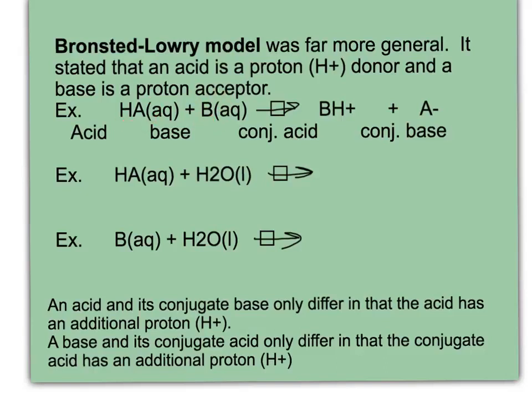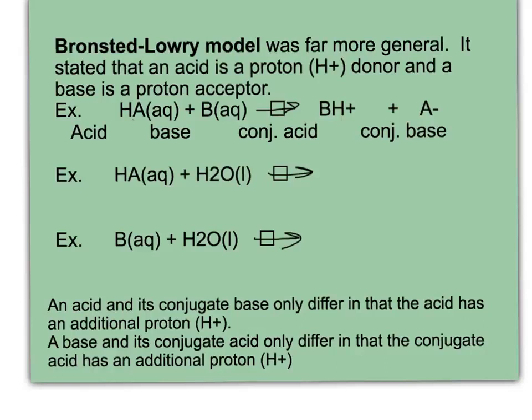Now, in the Bronsted-Lowry definition or model, you have on one side of the reaction an acid and a base. On the other side of the reaction, you have a conjugate acid and a conjugate base. So the idea is that an acid has a conjugate base and a base has a conjugate acid. So let's look at that. We have these pairs.